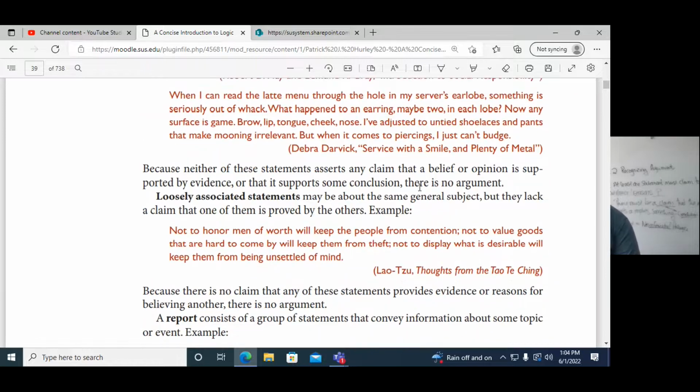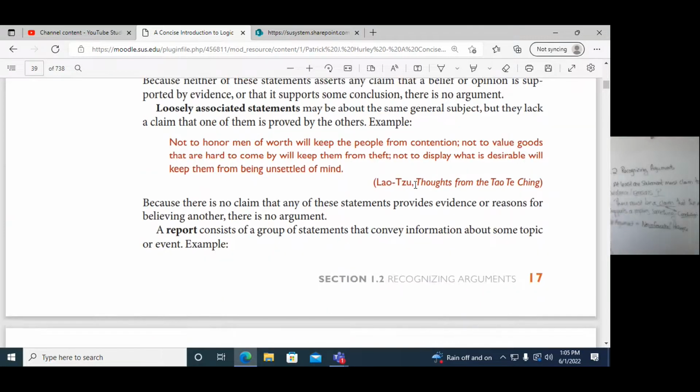Let me scroll down. Loosely associated statements are probably the weirdest grouping here, just to be honest. This example is from like the Tao Te Ching, and they might be about a general subject, but they lack any unity themselves. They're just loosely associated statements of sacred scripture, for instance, from the Chinese philosopher Lao Tzu here, right? I won't go over the example because, don't get me wrong, this grouping is also in the homework when you have to identify it, but it's not the one that we're going to come across the most.